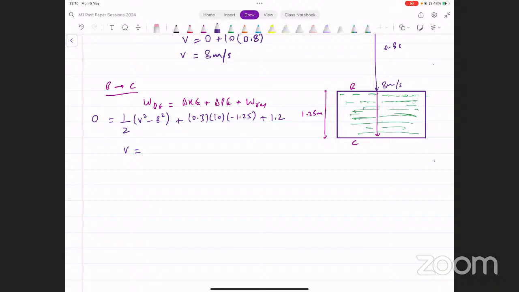Okay, so what has happened is my son has run away with my calculator. Well, that happens in class sometimes as well.